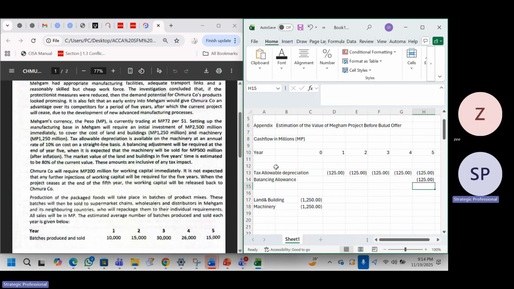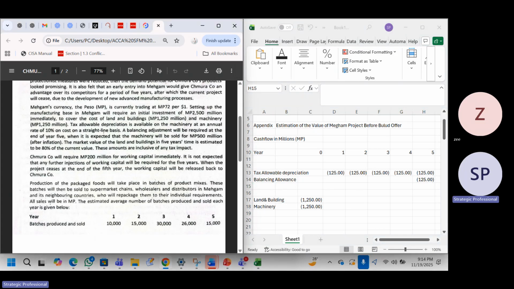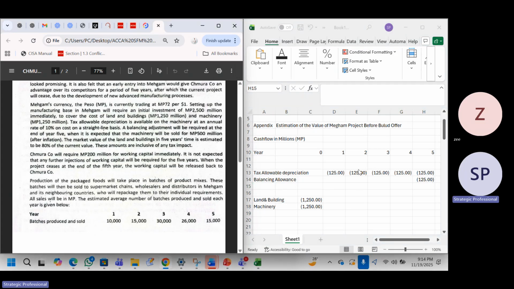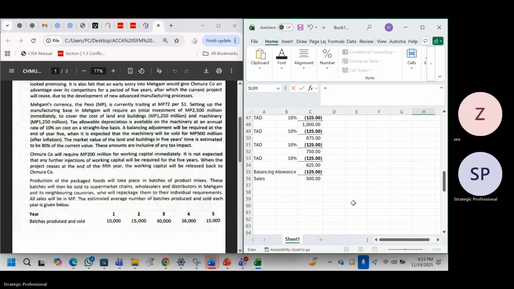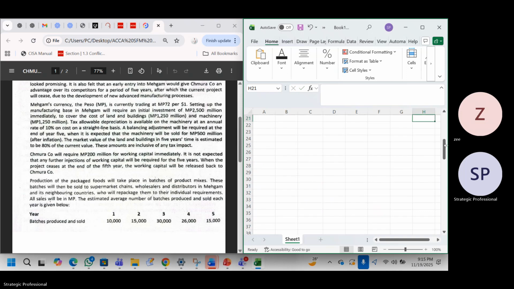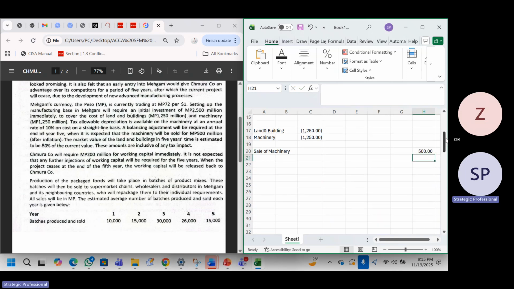So what's the next thing? We've killed that one already. Now I said a balancing adjustment will be required. Don't forget that there's this thing. Let me quickly put that one before I forget. The sale of machinery, the scrap value. You bring it here. You can decide to add it on this line 18, but just to break everything clean, you can add this one here. So that one is settled, right?